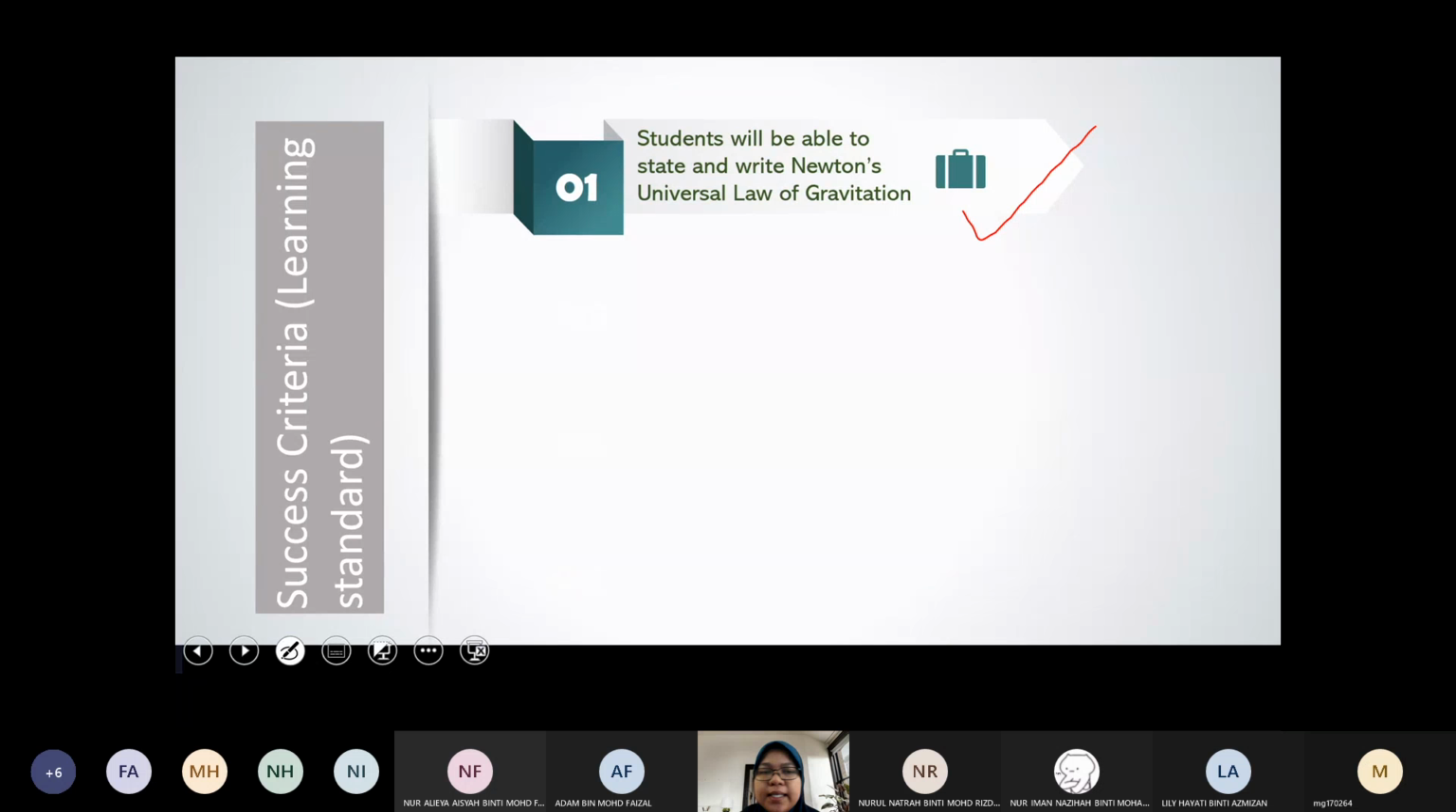So now you will be able to state Newton's universal law of gravitation. Apa Newton's universal law of gravitation? Bahasa Melayu dia hukum graviti semesta. So what is the statement of Newton's universal law?